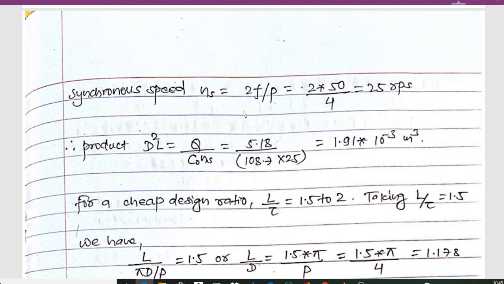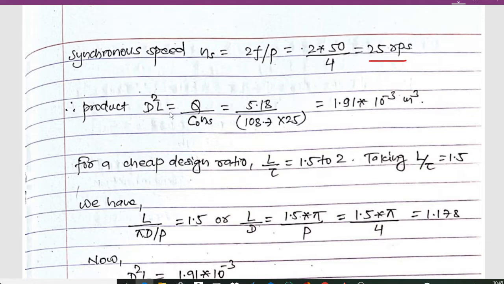Synchronous speed ns is 2f upon p. So 2 into f, which is 50 Hz, upon poles 4, you will get 25 rps. And now the product d square L is given as d square L equals Q upon C naught into ns. We have obtained the value of Q as 5.18, C naught, and ns is 25. So we'll get d square L as 1.91 into 10 power minus 3 meter cube.